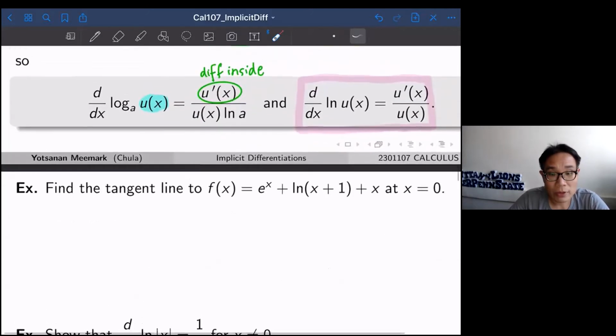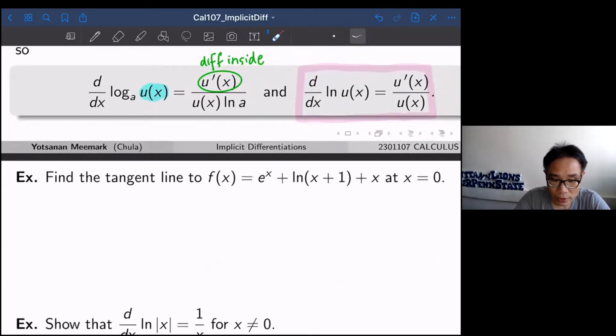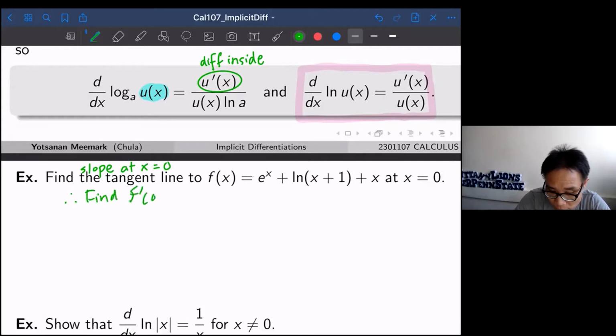Let's try to apply the formula. So you have f x equal to e to the x plus log x plus 1 plus x. You would like to find the tangent line at x equal to 0. So you will need the slope at x equal to 0. So we're going to find f prime 0.